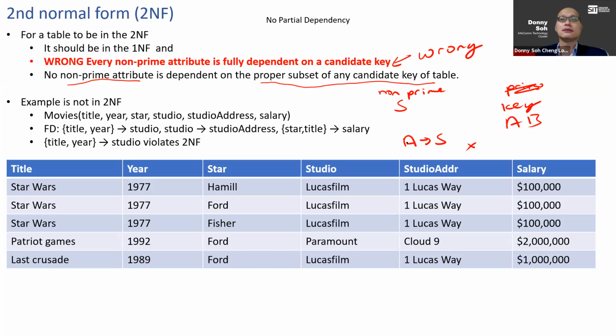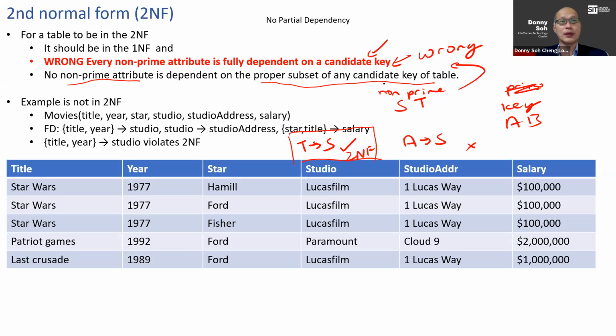This looks very, very similar to this condition. But there is a caveat: if I have two non-primes, S and T, I can have T imply S, and this will still be in 2NF. So this condition by itself does not cater to this scenario. So this is the mistake that was being made.